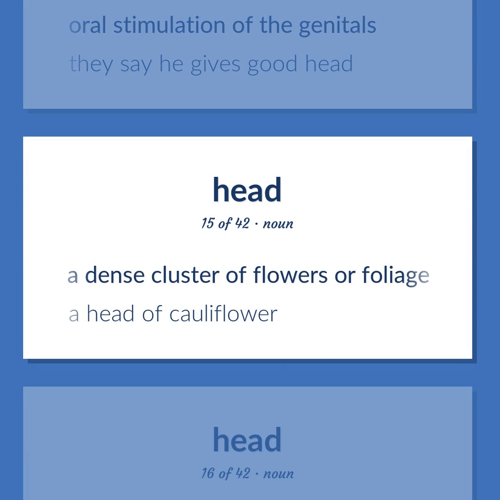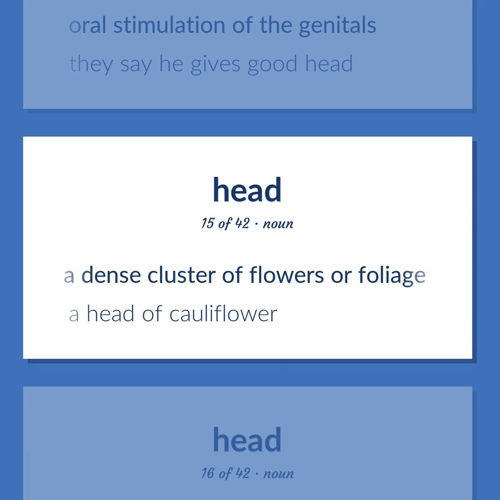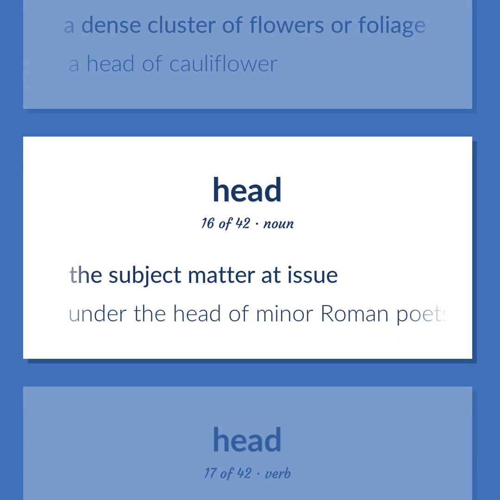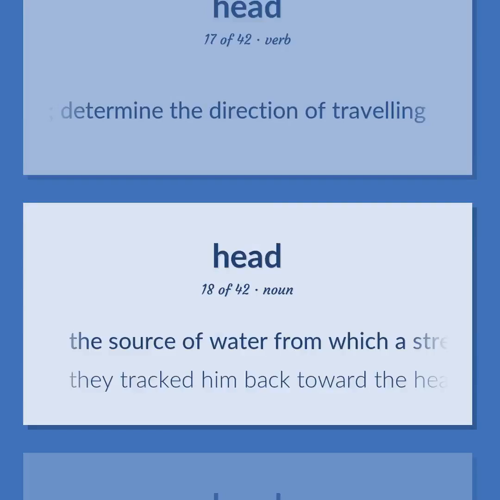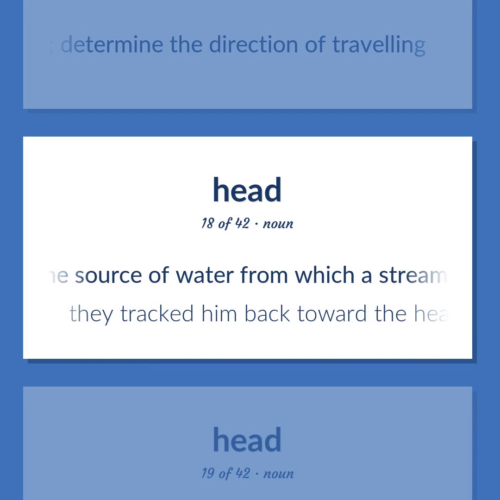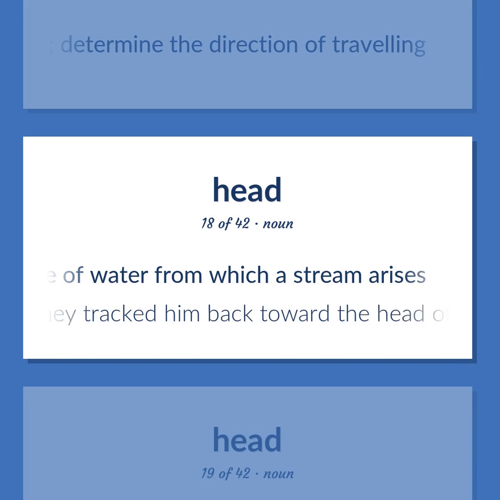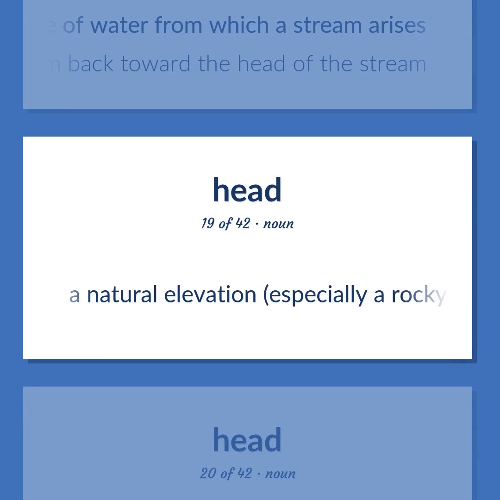A dense cluster of flowers or foliage. A head of cauliflower. The subject matter at issue. Under the head of minor Roman poets. Direct the course, determine the direction of traveling. The source of water from which a stream arises. They tracked him back toward the head of the stream. A natural elevation, especially a rocky one that juts out into the sea.